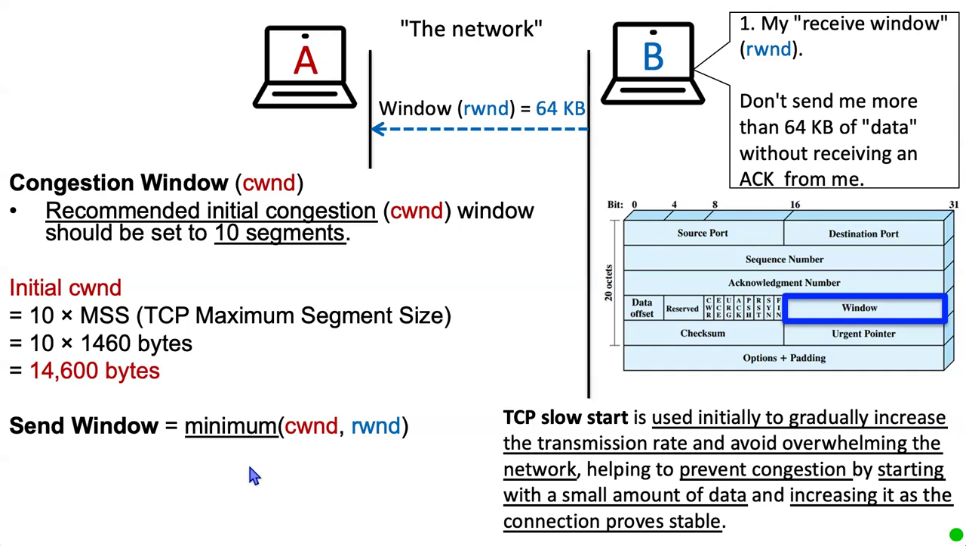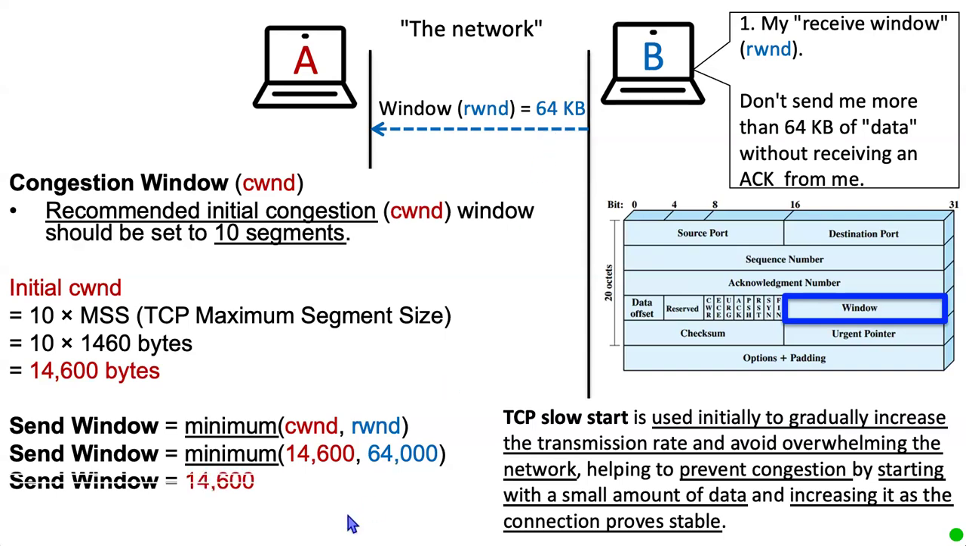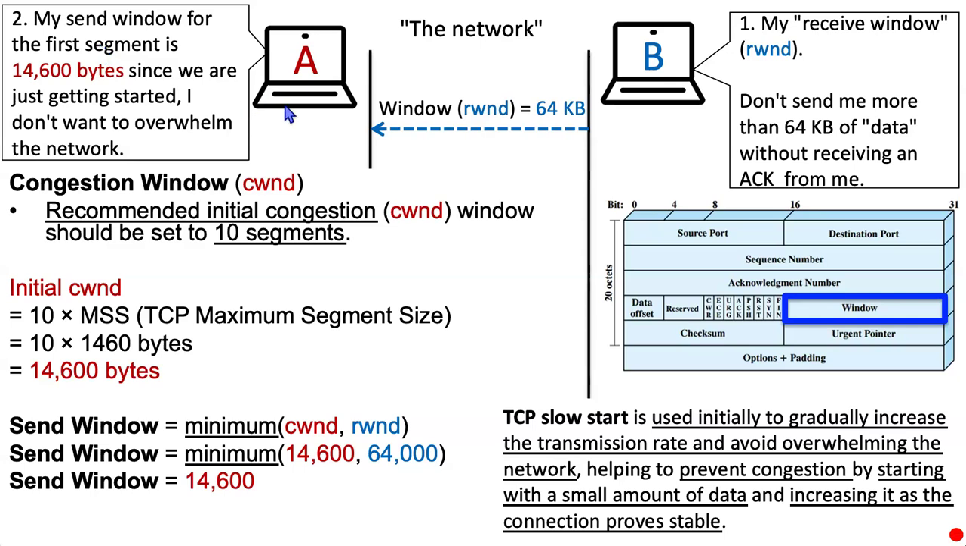So our send window is going to be the minimum between our congestion window and receive window. This means it's going to be the minimum between the current congestion window of 14,600 bytes and the receive window that PCB is advertising of 64,000 bytes. The minimum of that is 14,600, the lesser of the two values. So PCA says, okay, my send window for this first segment, until I calculate differently, is 14,600 bytes. Since we are just getting started, I don't want to overwhelm the network.